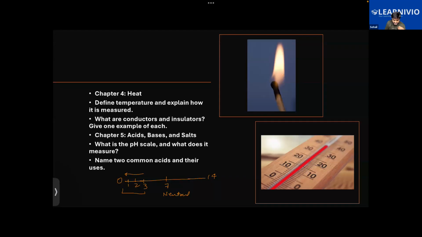Now, if a substance has a pH like 14 or 13 or 12 or 11, then it will be a strong or a weak base? It's a strong base. Strong base. Okay. So hope you guys have got this.